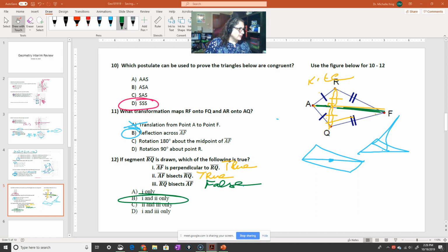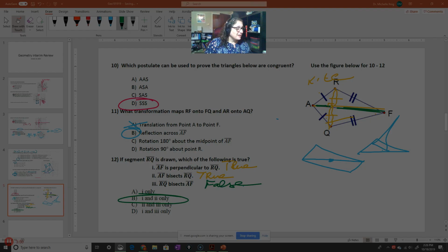Oh man, we still got more transformations. Okay. Next transformation talks about which of the following is not an isometry.